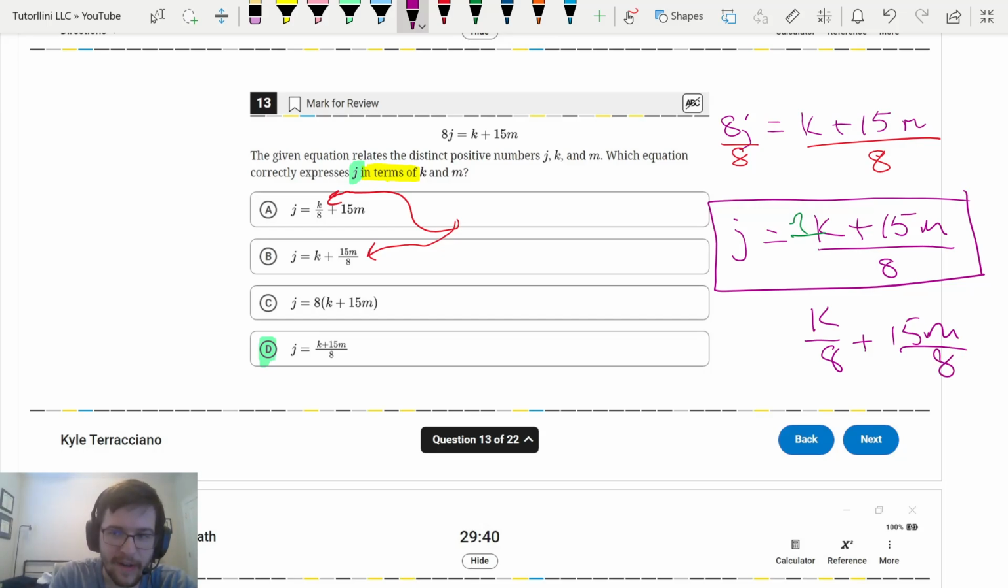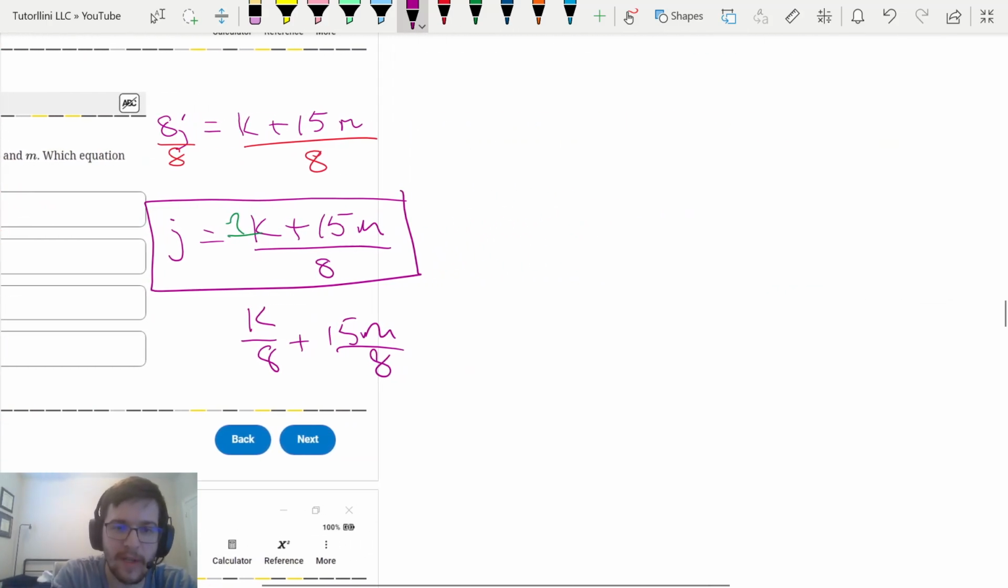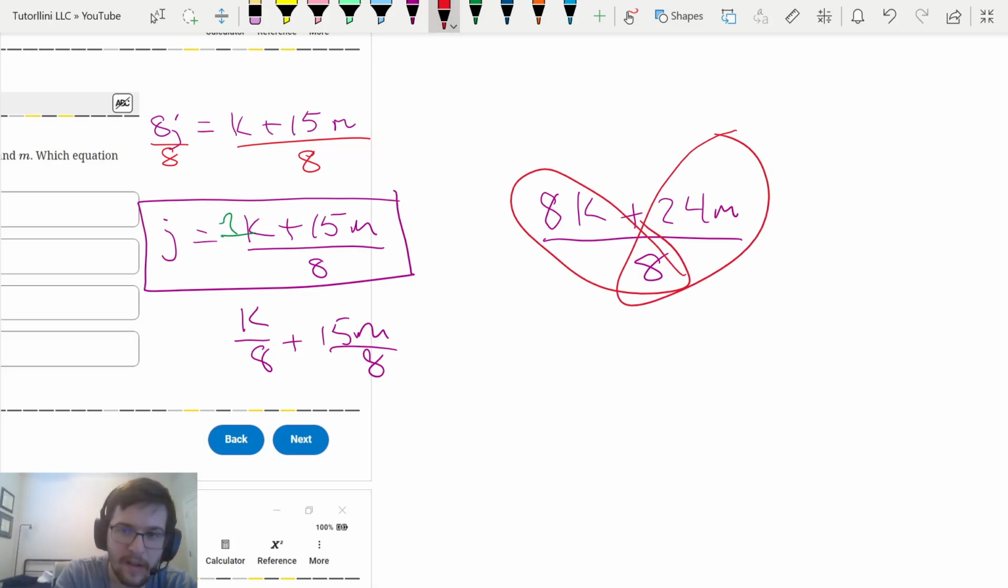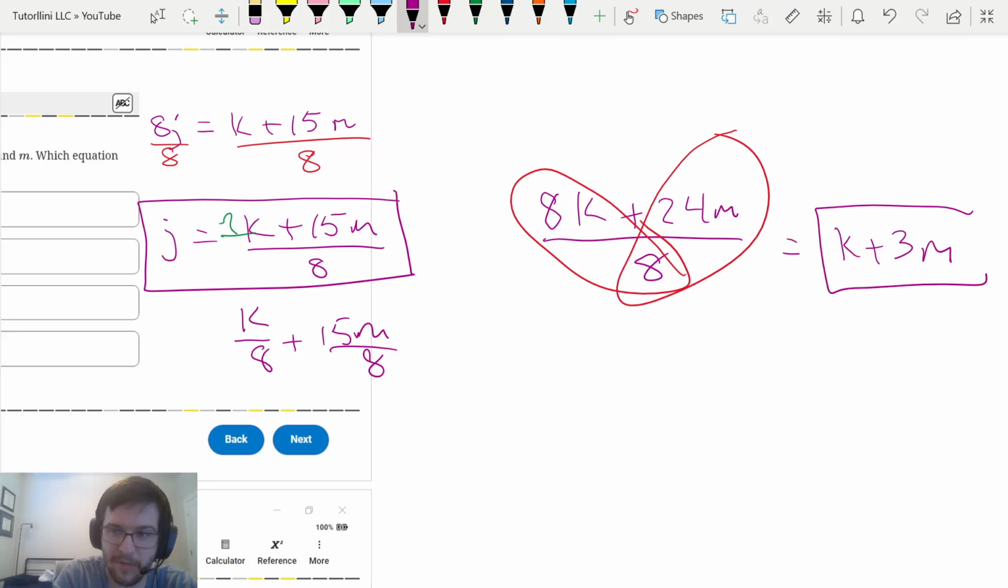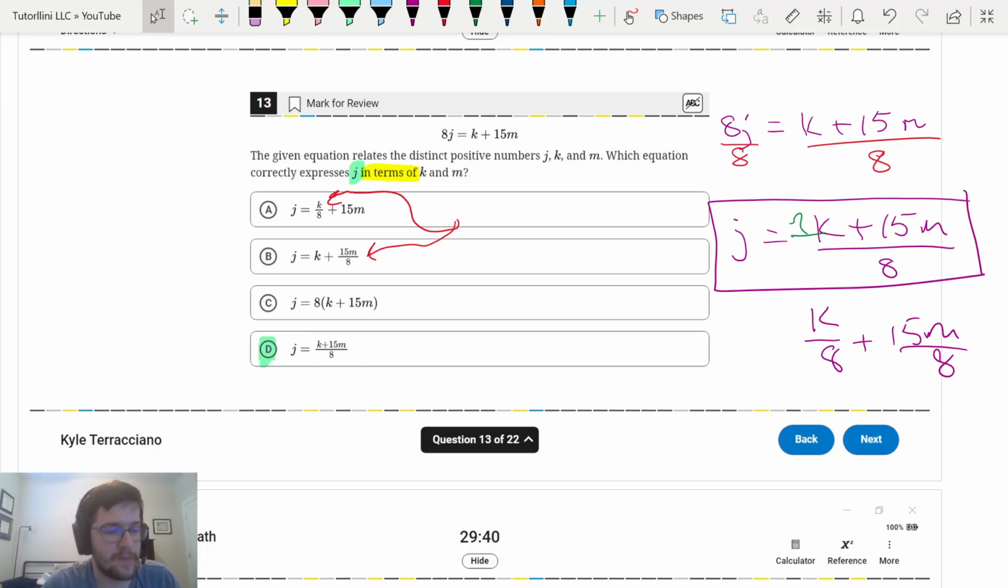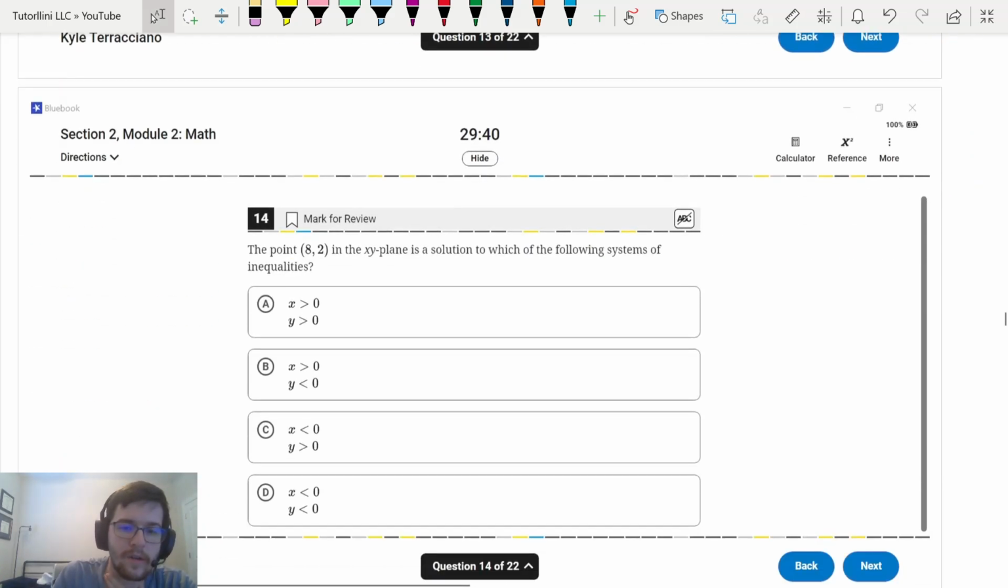Now let's say it were like 8K plus 24M over 8. Then we would want to do that. Okay, 8K divided by 8, so we would get K plus 3M. That looks much nicer, right? So we would do that there. But you see for this one, because the 1 and 15 are not divisible or simplifiable via the 8, we don't do that. So we just leave it as K plus 15M over 8. Okay, let's keep going.